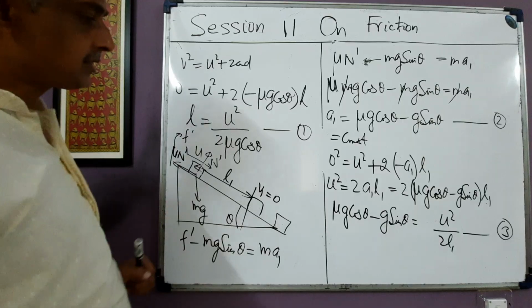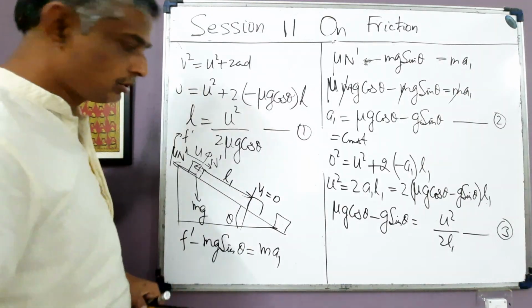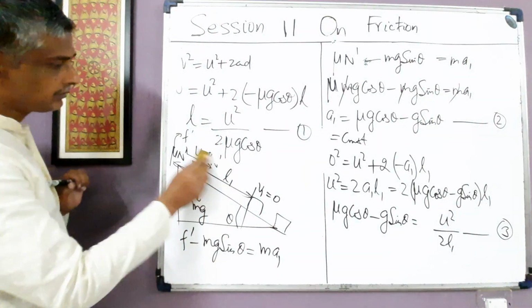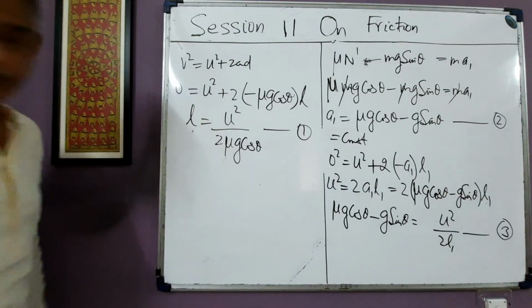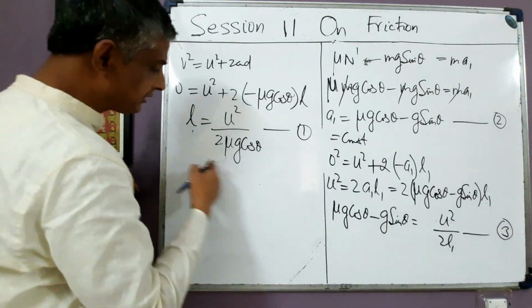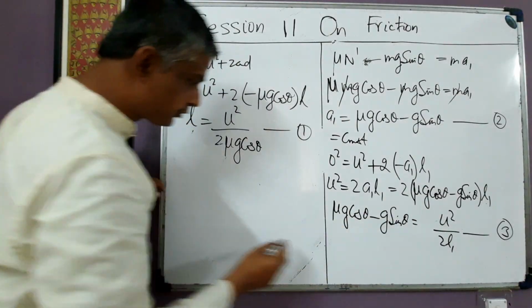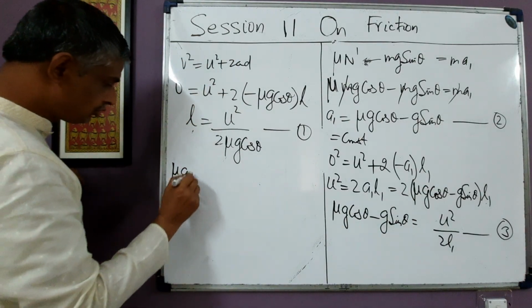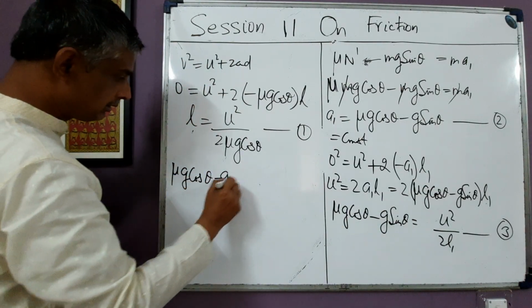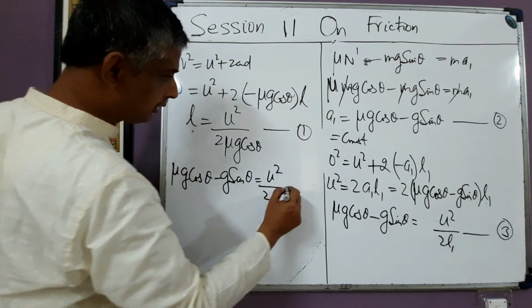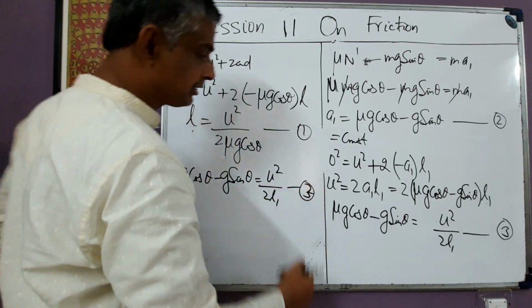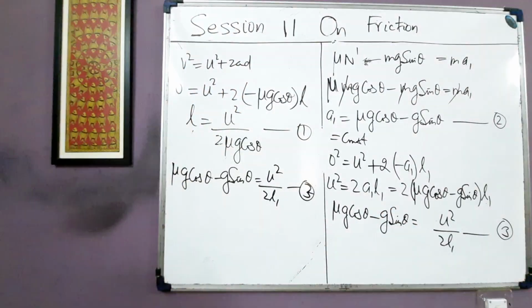Now what I do, I consider the downward journey of the block. Okay. And this diagram is a bit, okay. So this equation, write it here so that I get more space to write there also. So I get mu g cos theta minus g sin theta is equal to u square by 2L1. This is the third equation I have written here. And this I'll rub it now.